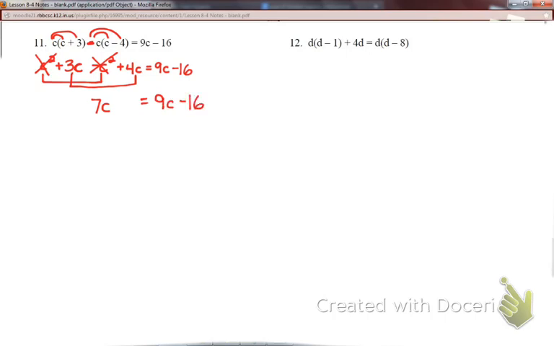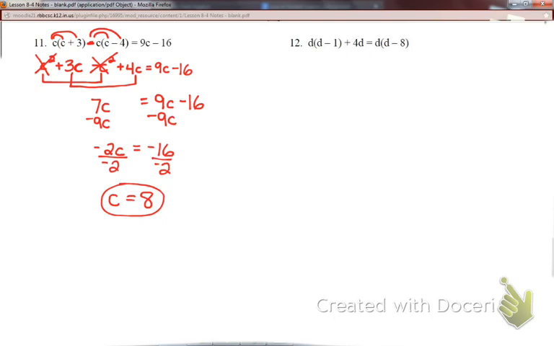Want to get all of our c's on one side. Let's get them on the left side. So we're going to subtract 9c. 7c minus 9c is negative 2c. It's equal to a negative 16. And divide by negative 2. And c equals positive 8. Pretty nice. And the last one, number 12.